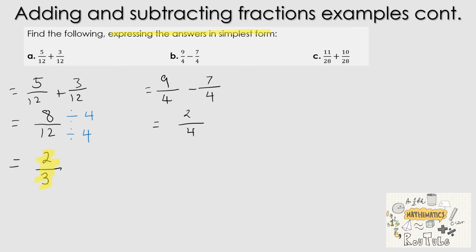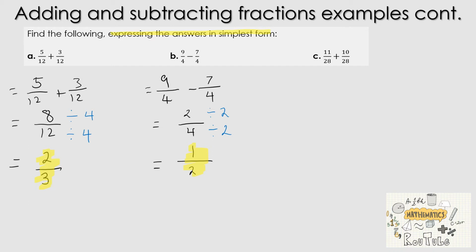What value other than 1 goes into both 2 and 4? Well, hopefully you can see that it is 2. So therefore, we need to divide both values by 2. Remember, what you do to the top, you must do to the bottom. And therefore, on the numerator, we have 2 divided by 2, or how many 2s does 2 have, which should be 1. And then 4 divided by 2 should be 2. So therefore, the answer should be 1/2.